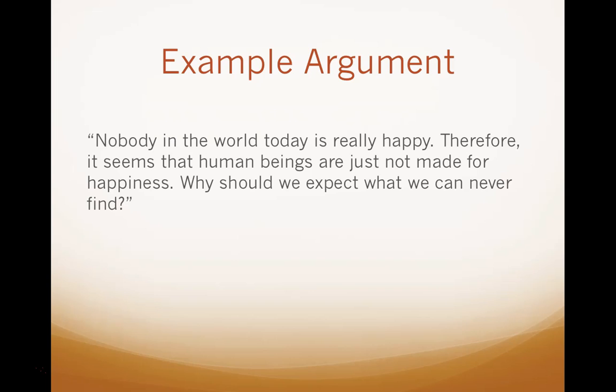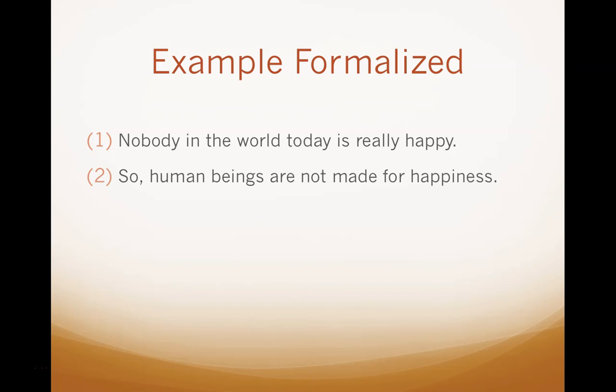Nobody in the world today is really happy. Therefore, it seems that human beings are just not made for happiness. Why should we expect what we can never find? This is a fairly depressing argument. If we're going to formalize it, it might look something like this. Premise 1, nobody in the world is really happy. Premise 2, so human beings are not made for happiness. Not much of an argument.